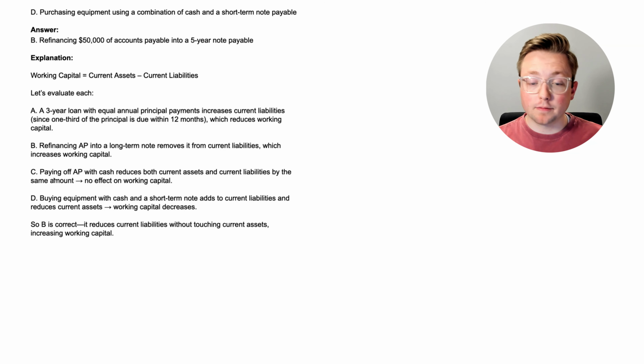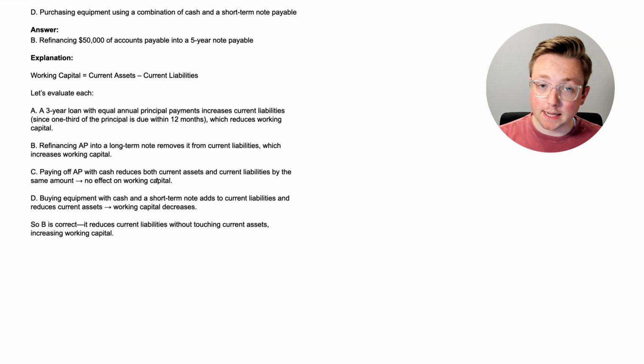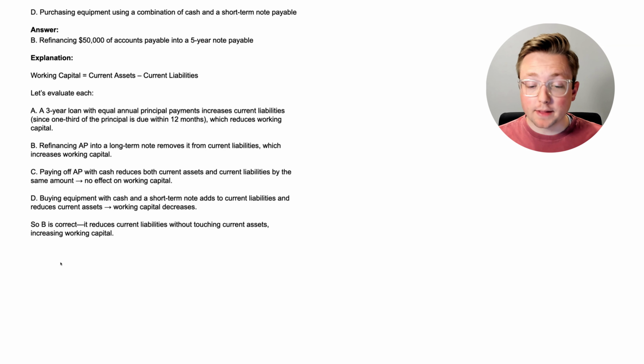Option C, paying off accounts payable with cash reduces both current assets and current liabilities by the same amount, so that has no effect on working capital. And then D, buying equipment with cash and a short-term note adds to current liabilities and reduces current assets. Working capital decreases from that. So you can see with the other options, they all either decrease working capital or don't do anything to working capital, but B is the only one that actually increases working capital.